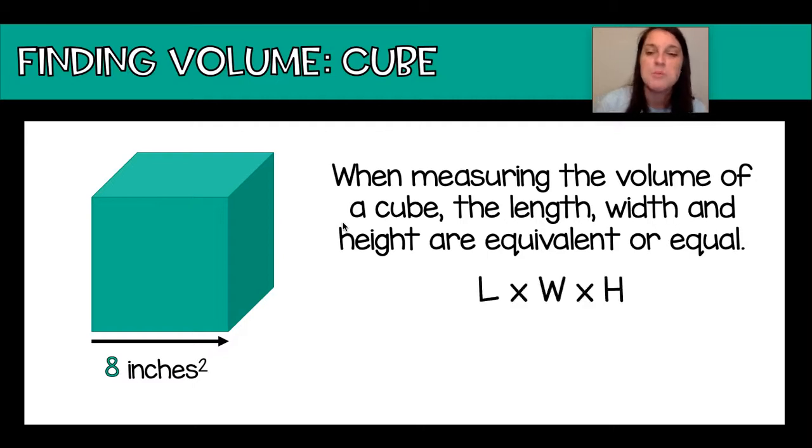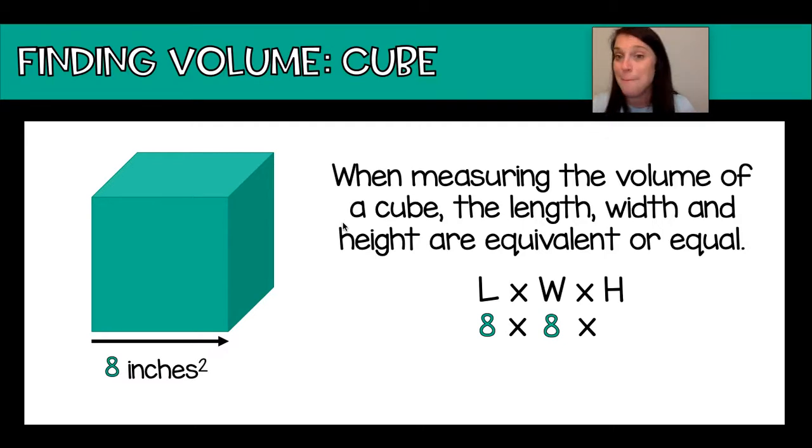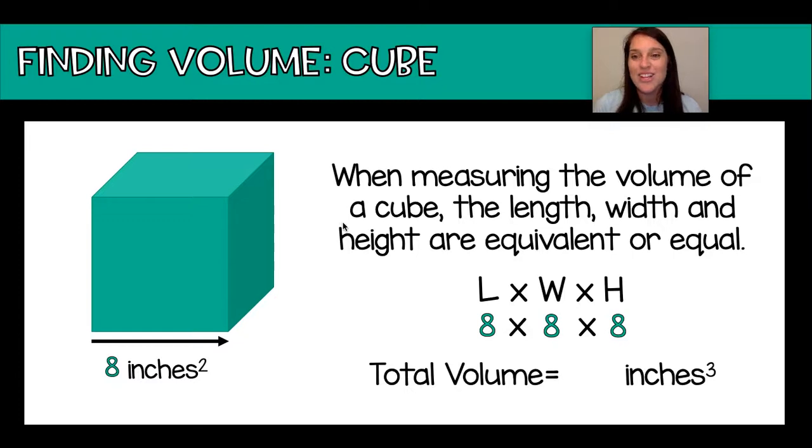So because they are equal, this makes it easiest on you. You simply multiply your 8 by another 8. Oh, wait, by another 8 again. And after you're multiplying those together, you get a total of 512 cubic inches.